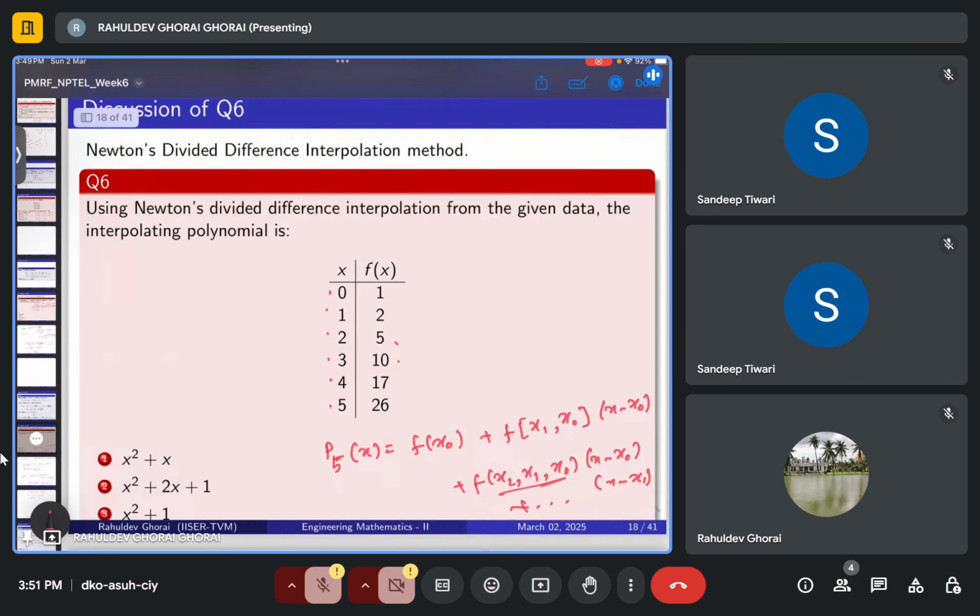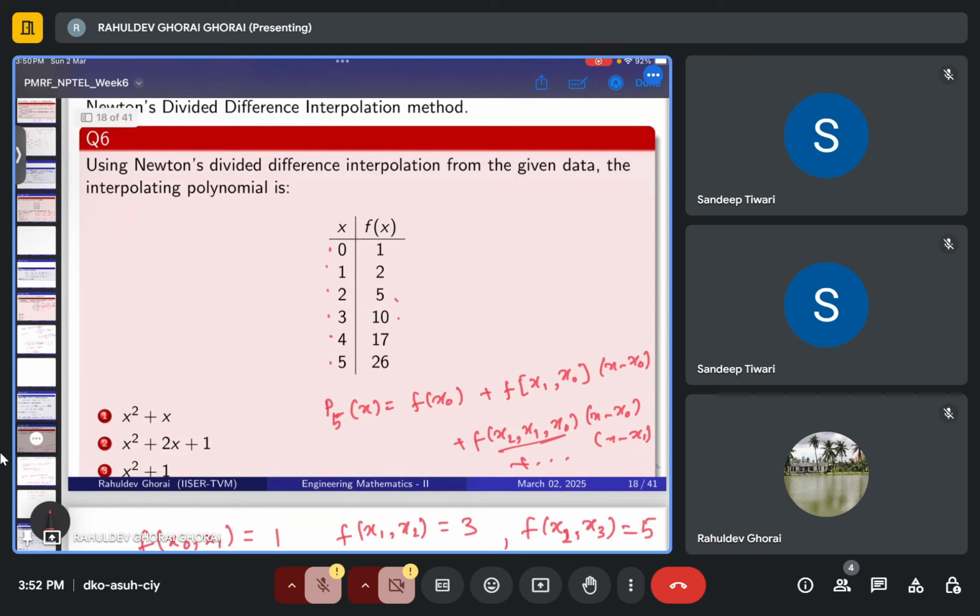So what we obtained using Newton's divided difference interpolation formula: you have given data, and from there you can construct a polynomial which will approximate this function f(x). We know at all the points what the function approximately is, right? You understand this? Yes, sir.